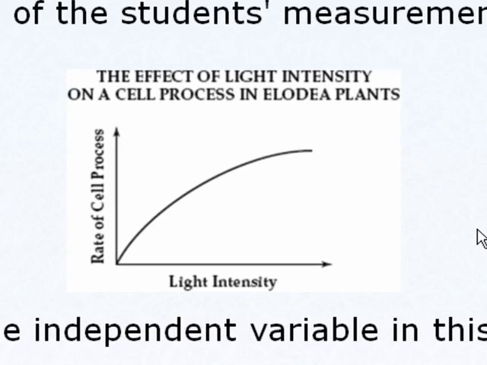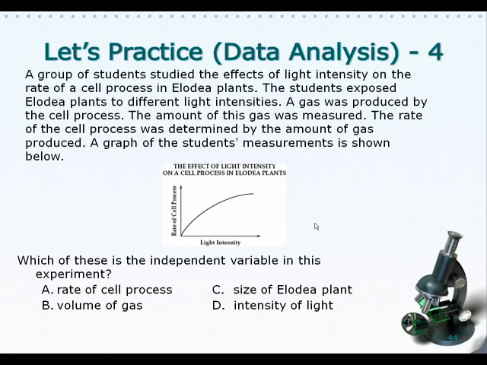Which of these is the independent variable in this experiment? If you look at the graph, you will see your x and y axes are labeled. So here are your answer choices. A, rate of cell process. B, volume of gas. C, size of LDL plant. D, intensity of light. In this graph, we know that the x-axis is labeled, and we know that the x-axis contains the independent variable, so D is your correct answer choice.